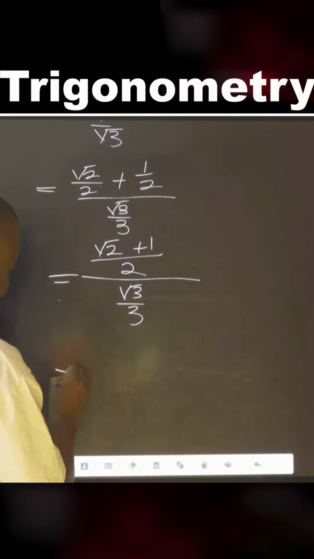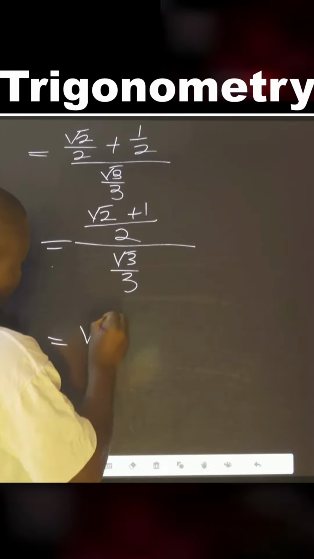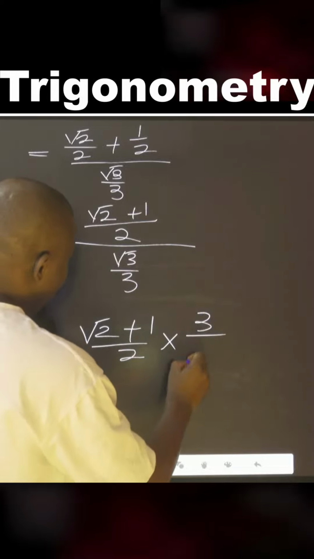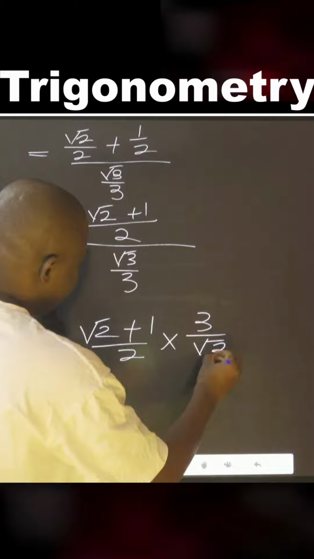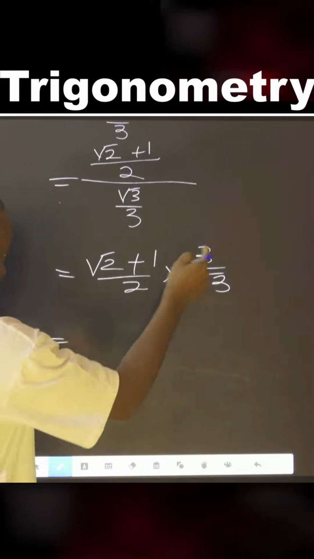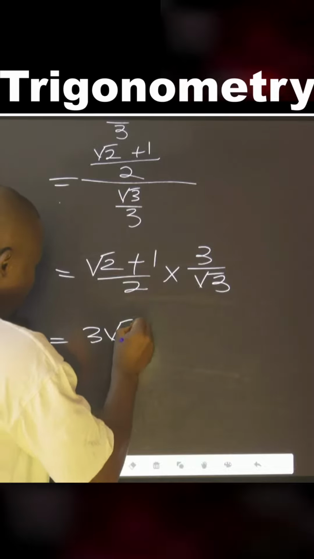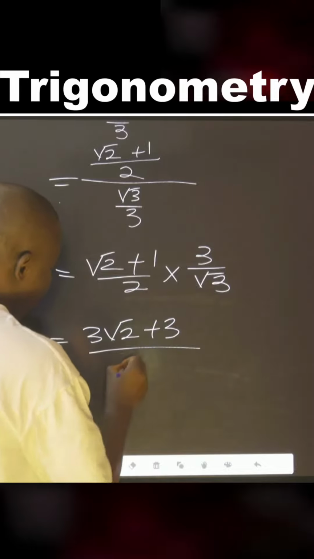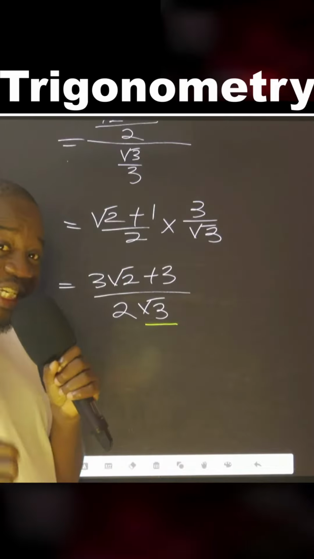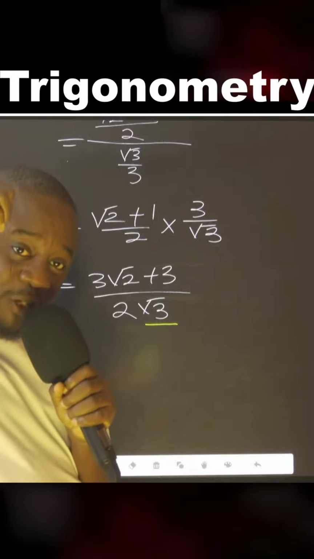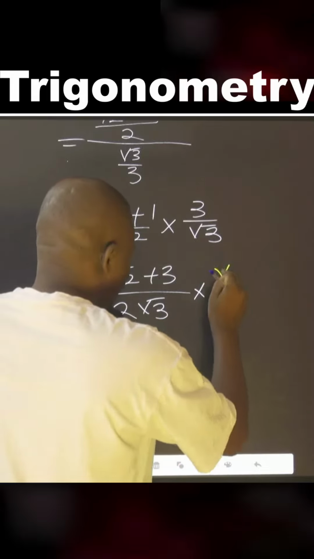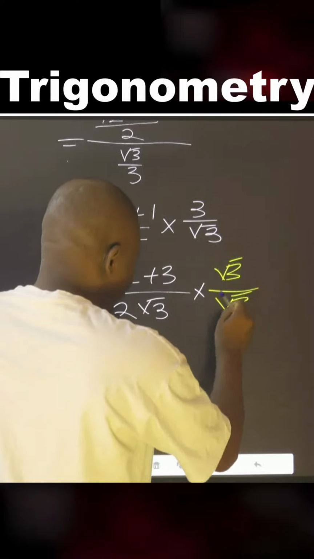Then we come back here and say square root of 2 plus 1 over 2 multiplied by 3 over square root of 3. We flip this, okay? You agree with me? This multiplied by this is 3 square root of 2 plus 3 all over 2 square root of 3. Let's rationalize this because it is forbidden to have a square root at the denominator. So we multiply this by square root of 3 all over square root of 3, okay?